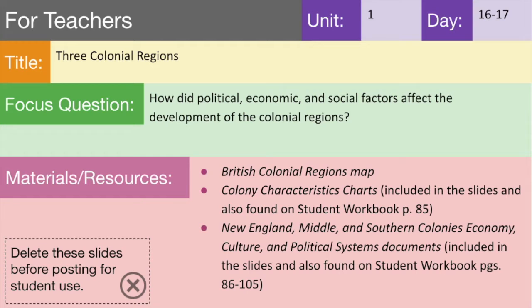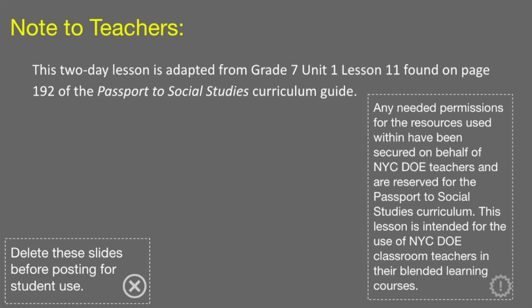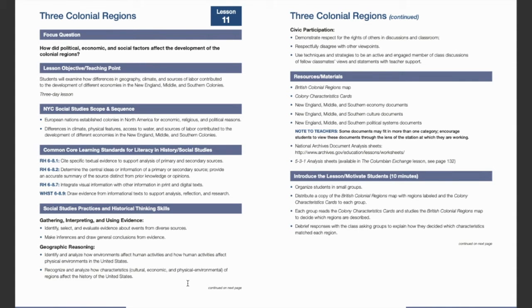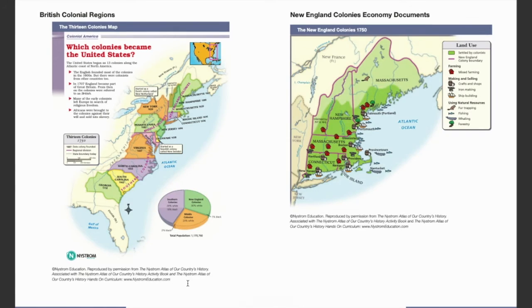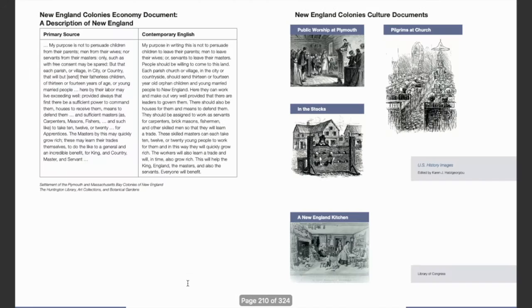I wanted to take the time to talk about strategies for teaching Unit 1, Day 16 and 17, Colonial Regions. You can find the original lesson on page 192 of the Unit 1 Day-by-Day Planner in the Passport to Social Studies Unit Plan. Here's where you can find the lesson plan, as well as the documents that we'll use for this lesson.